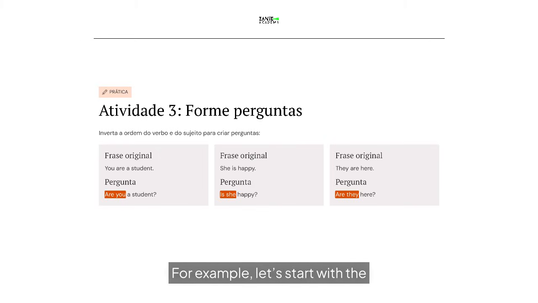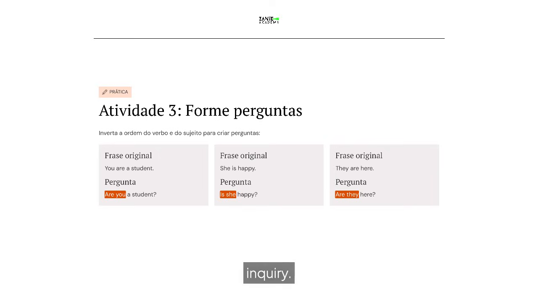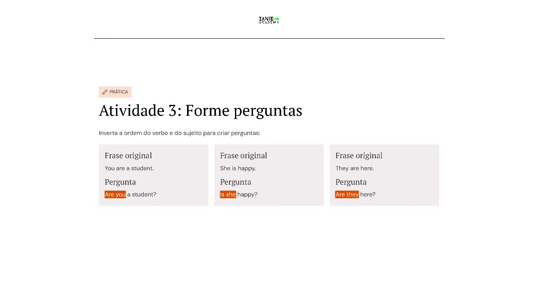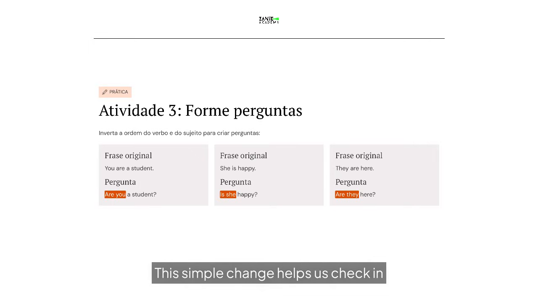For example, let's start with the statement, "you are a student." To turn this into a question, simply switch the order to say, "are you a student?" This inversion is what transforms a statement into an inquiry. Let's look at another example. If we have the sentence, "she is happy," by switching the order, we form the question, "is she happy?" This simple change helps us check in on someone's feelings, and isn't that an important part of connecting with others?